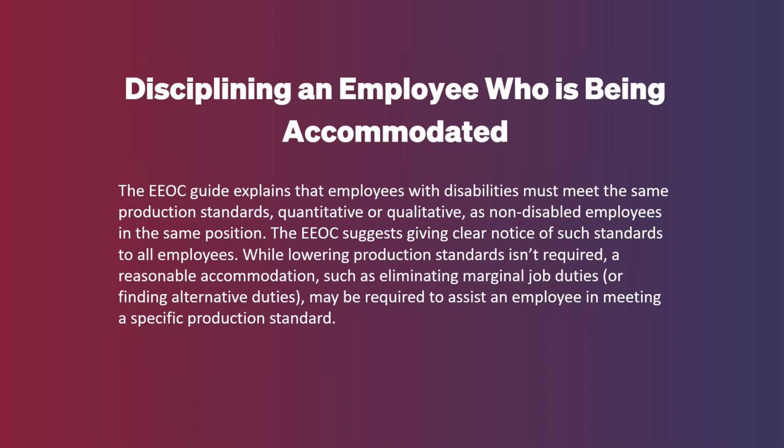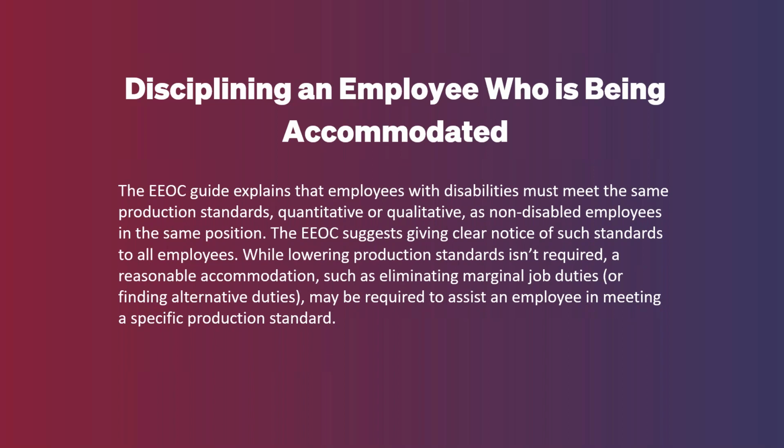Disciplining an employee who is being accommodated. Employees with disabilities must meet the same production standards, quantitative or qualitative, as non-disabled employees in the same position. The EEOC suggests giving clear notice of the standards to all employees. You do not have to lower production standards.